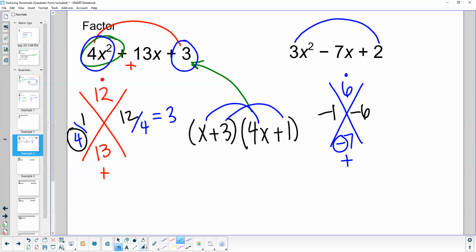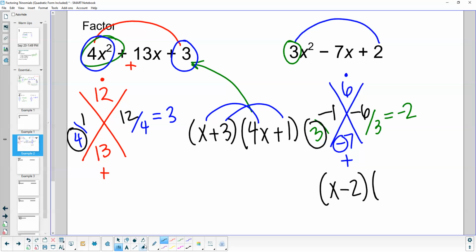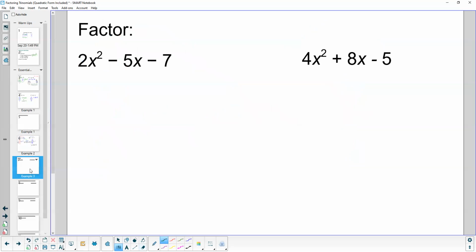But then because we multiplied by 3 to begin with right here, we need to divide both of these by 3. So -1 divided by 3 is just -1 over 3. -6 divided by 3 is -2. So we're going to write our x minus 2, and then we're going to take the bottom number and kick it out to write a 3x minus 1. Okay, we'll do one more example all together, and then I want you to try the next one on your own. So again, we look for our greatest common factor.